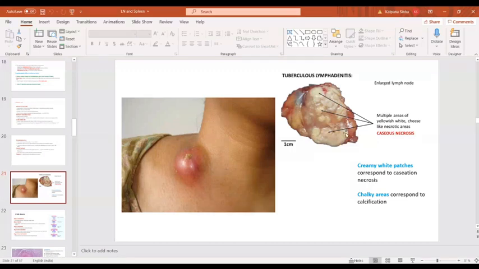So, hello? Anything wrong? So this is a cut surface of a lymph node. Am I audible to you all?